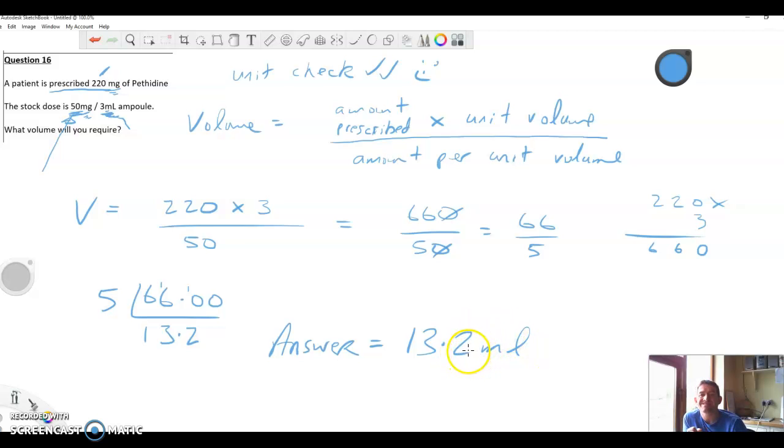Does it make sense? Well, say if we had 3 milliliters per ampule, if you had 4 ampules, you'd have 12 milliliters, and 4 50s would be 200. So roughly speaking, this does make sense. 13.2 mils.